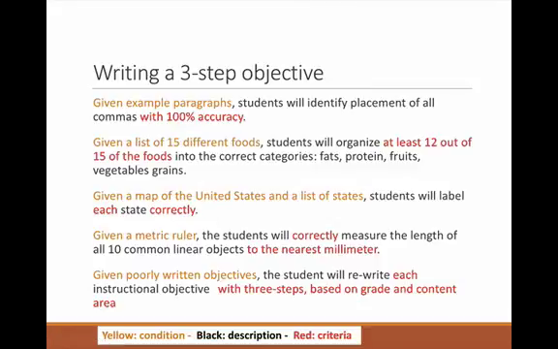Yeah? Given a metric ruler, students will correctly, so again that implies 100%, measure the length of 10 common linear objects to the nearest millimeter. Yeah? Nearest millimeter. And then, given poorly written objectives, the student will rewrite each instructional objective with 3 steps based on grade and content area.